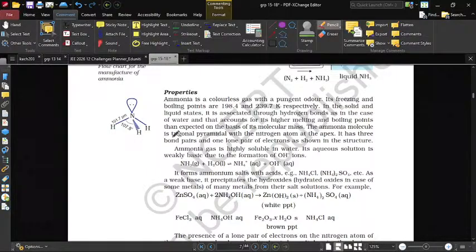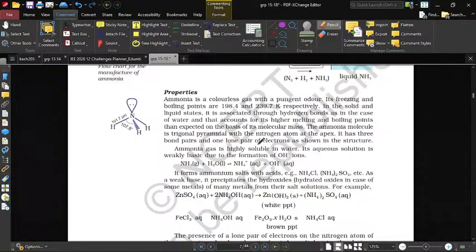The ammonia molecule is trigonal pyramidal with nitrogen atom at the apex. It has three bond pairs and one lone pair of electrons, as shown in the picture. Ammonia gas is highly soluble in water. Its aqueous solution is weakly basic due to the formation of OH minus ion. NH3 plus H2O gives NH4 plus and OH minus. It forms ammonium salts with acids, for example NH4Cl, (NH4)2SO4, etc.